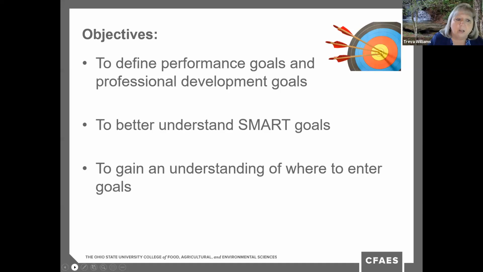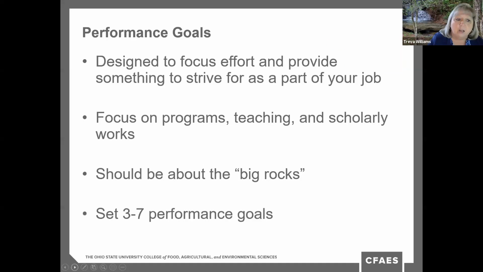So that's where, when we think about performance goals, we think about those things that are going to shove us a little bit. They're not just what we typically do every day in our job. So as I mentioned before, I think about a performance goal from the perspective of something, even if you were thinking about a program you've done a lot.